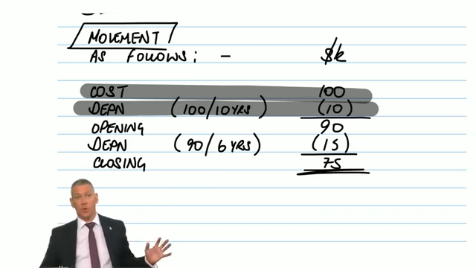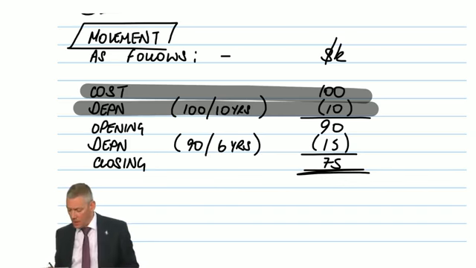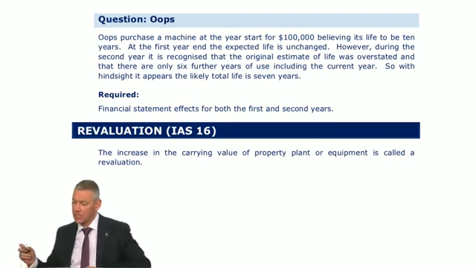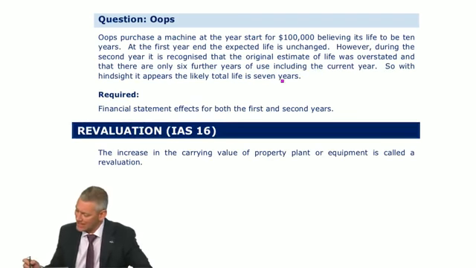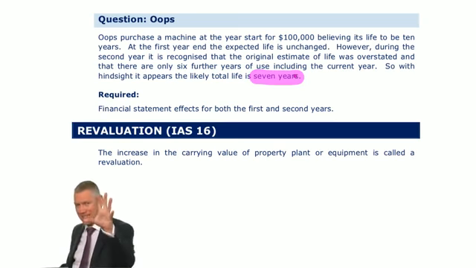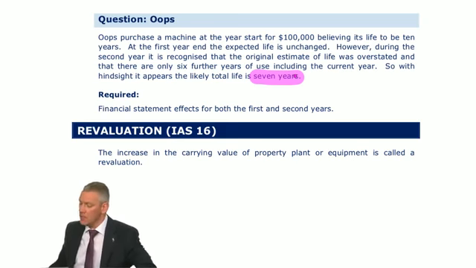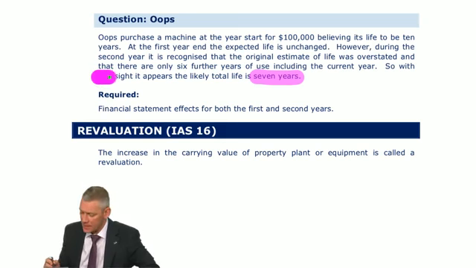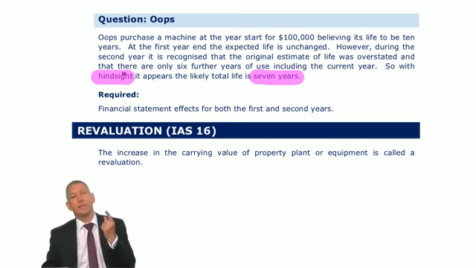How could anyone possibly get that wrong, you ask? Well, the reason they get it wrong is because the examiners deliberately set this up with a trap. Can you see this reference to 7 years? The examiner is being nasty here. He's trying to scratch your eyes out. So with hindsight, it appears likely the total life is 7 years. The point is, there is no hindsight.